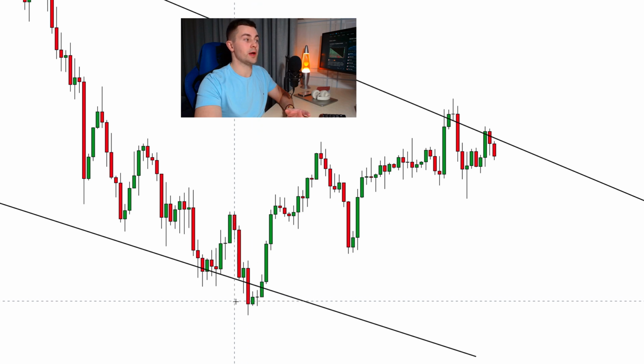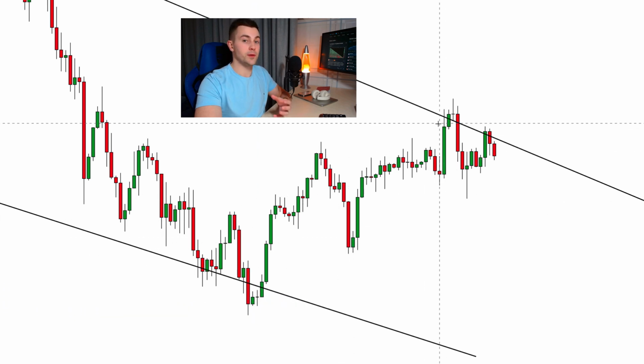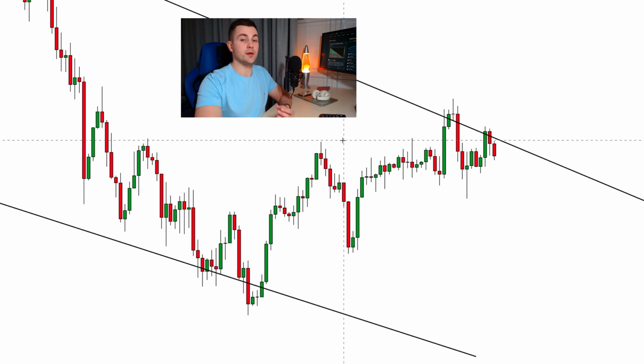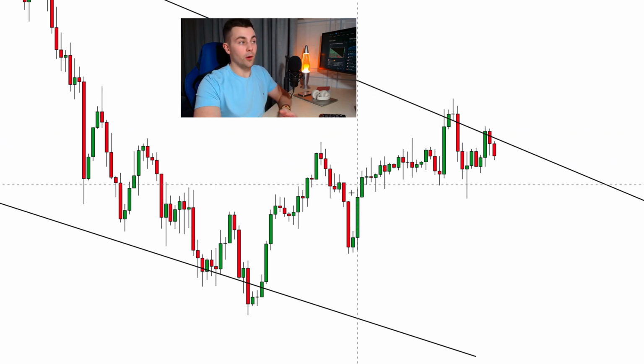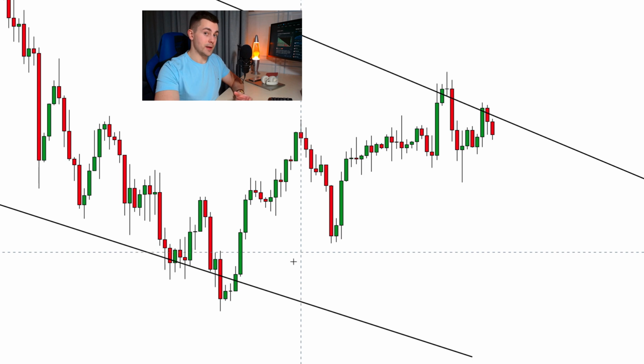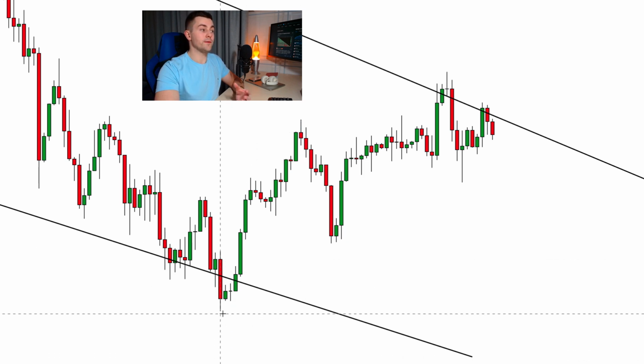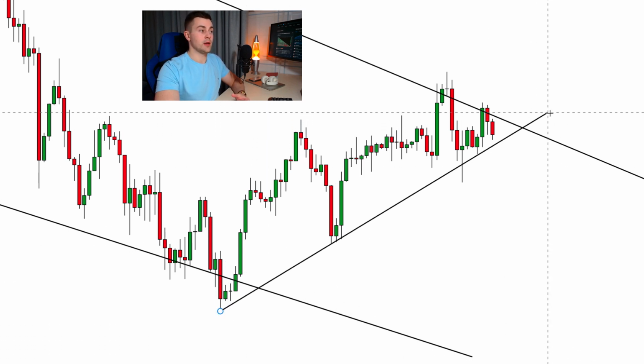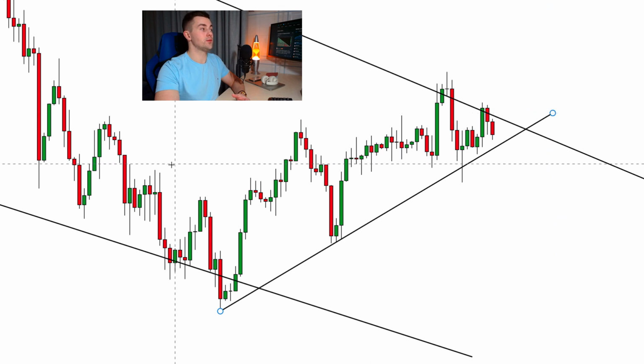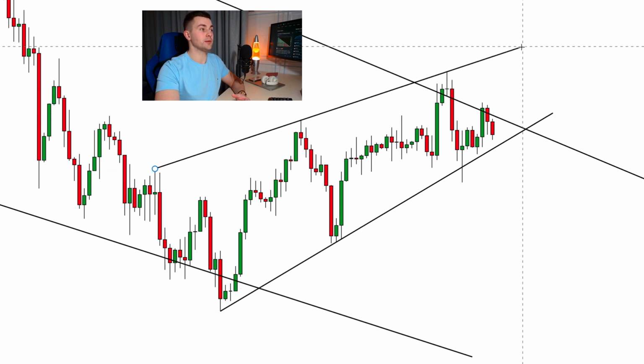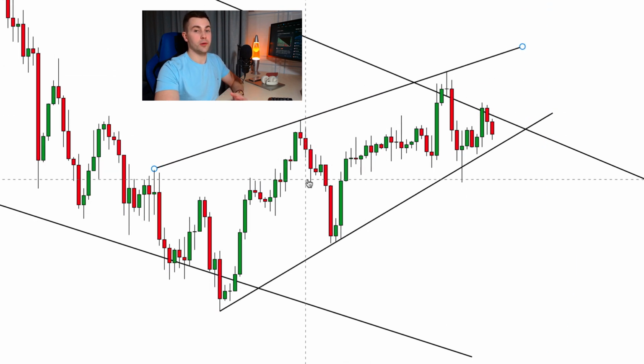Yes, because we had our structure low right here, and from that we started a sequence of very nice impulses with new highs and higher lows. Based on the highs and lows right here, we can draw a very nice wedge pattern. You can see that so far the market is following this wedge pattern, and within that it is currently trading.